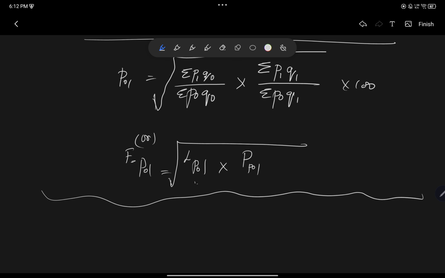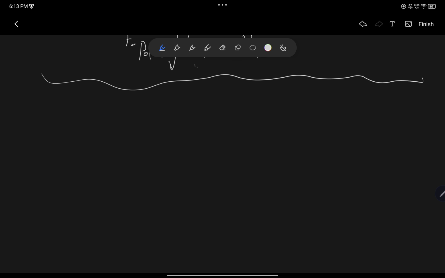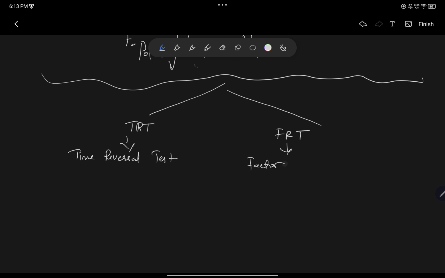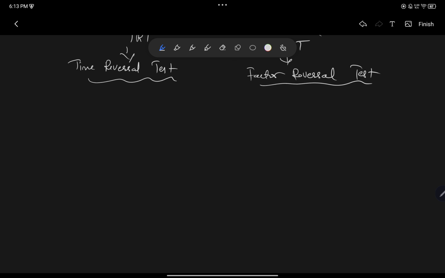That is not enough. There came a question to see if the index number is actually satisfying or not. For that purpose, they brought two different tests. One is TRT, another is FRT. TRT means time reversal test. The other one is factor reversal test.